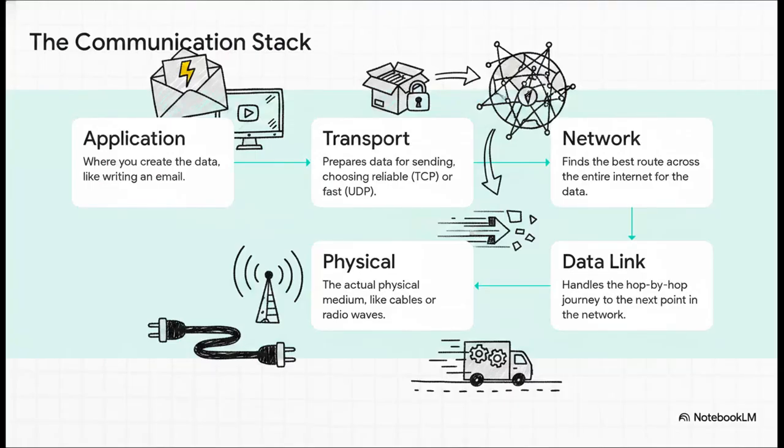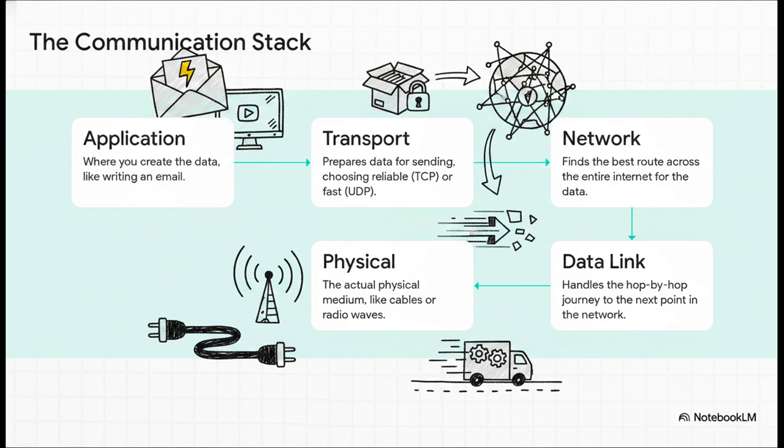At the very top, you've got the application layer. This is where you are, browsing a website or writing an email. Now, once you hit send, your data goes to the transport layer. And here, a big decision gets made. Do you need a delivery that's 100% reliable, where every single piece is accounted for? That's TCP. Think of it like certified mail with a tracking number, perfect for downloading a file.